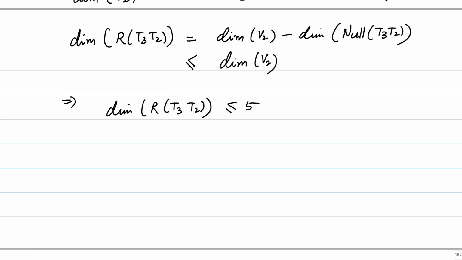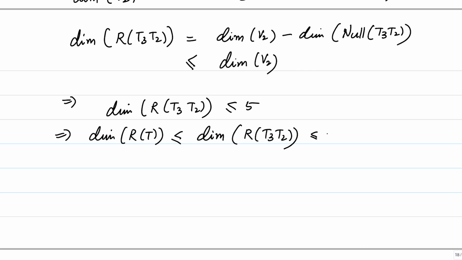But we just showed that R of T is contained in R of T3, T2. This implies the dimension of R of T is less than or equal to the dimension of R of T3, T2, which is less than or equal to 5, which is less than 6. And therefore, it cannot be surjective. This is exactly what we had set out to prove.